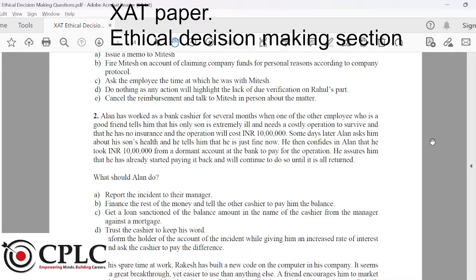So we are left with two options: report the incident to the manager, or get a loan sanction of the balance amount in the name of the cashier from the manager against a mortgage. So the answer will be option C, considering he's informing the manager obviously, but he's also giving a solution since he's a good friend. Whenever you think about your friend, you will also try to give a good solution. But since you are taking an ethically correct decision, you have to report to the manager. So get a loan sanction of the balance amount in the name of the cashier from the manager against a mortgage will be the correct answer. C option is the correct answer.